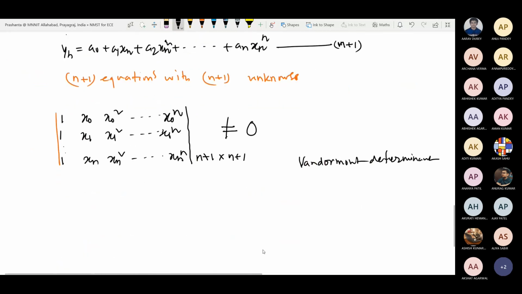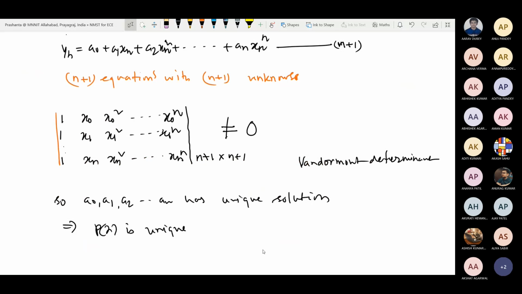Now, a0, a1, a2 up to an has a unique solution. That means the polynomial p of x is unique. Okay.